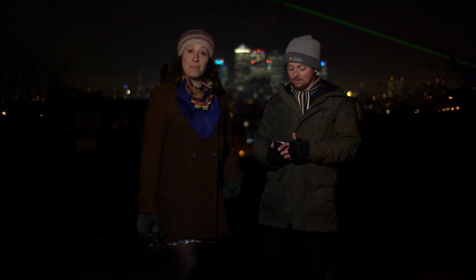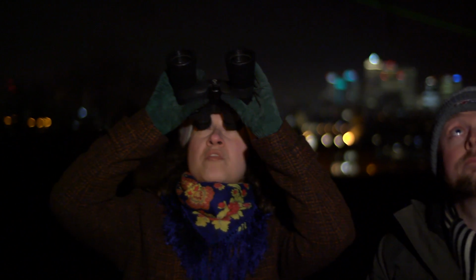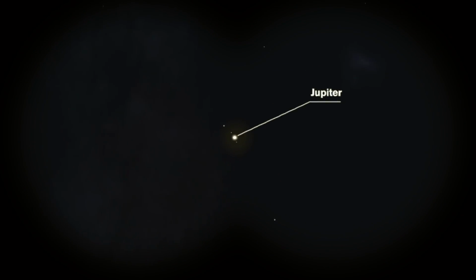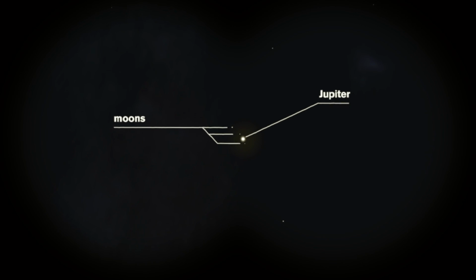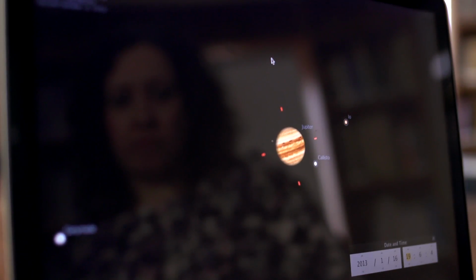And if we want to see a bit more detail, then we need these, a pair of binoculars. So I'm going to take a closer look at Jupiter, and through my binoculars I can see the whole disk of the planet, and also I can see 3 of the 4 Galilean moons, exactly as we saw in Stellarium earlier. And if we want to see even more detail, then we need to use a telescope.